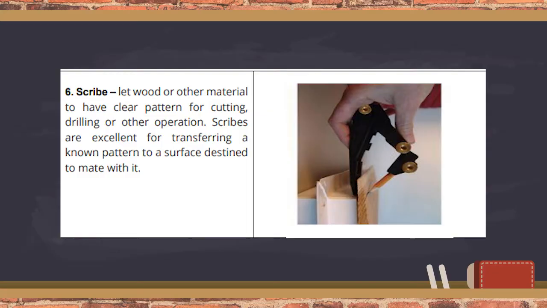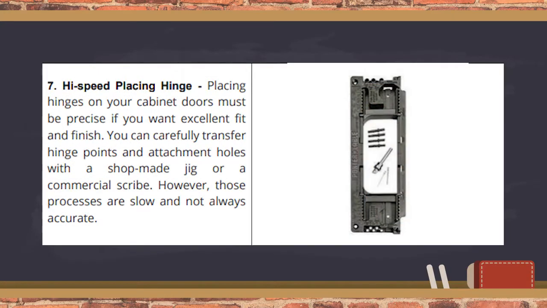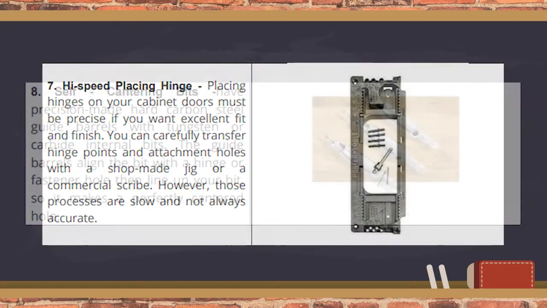Scribe. Lets wood or other material have a clear pattern for cutting, drilling, or other operations. Scribes are excellent for transferring a known pattern to a surface destined to mate with it. Hinge placing. Placing hinges on your cabinet doors must be precise if you want excellent fit and finish. You can carefully transfer hinge points and attachment holes with a shop-made jig or a commercial scribe. However, those processes are slow and not always accurate.